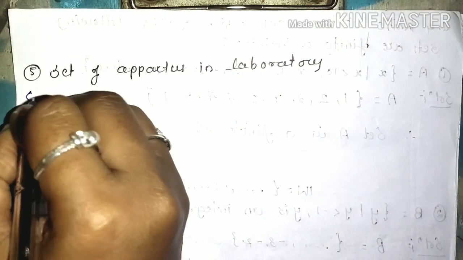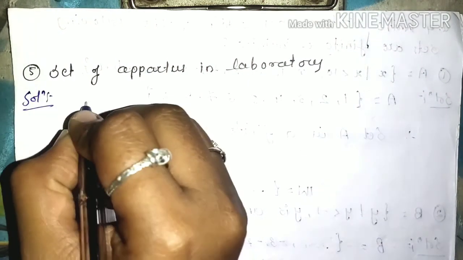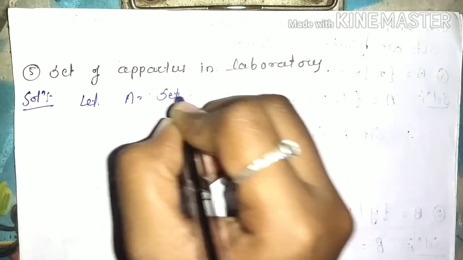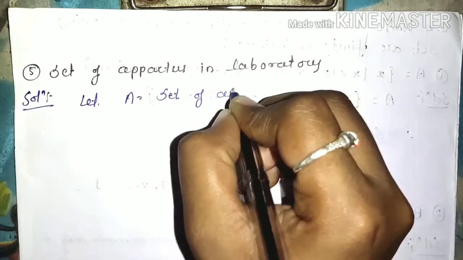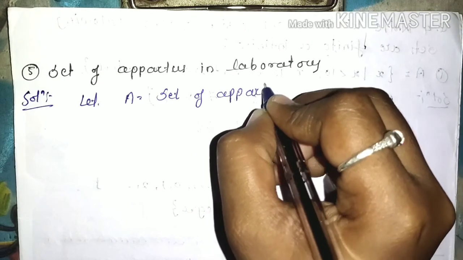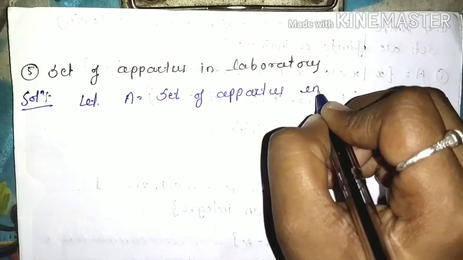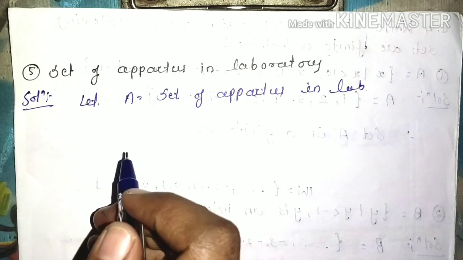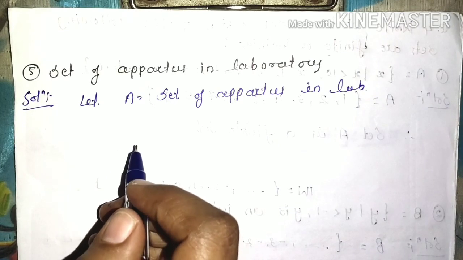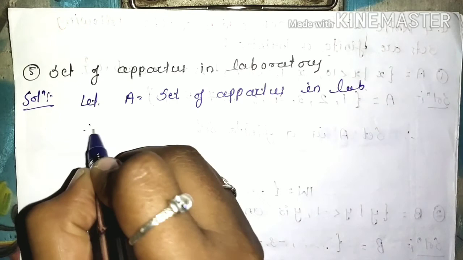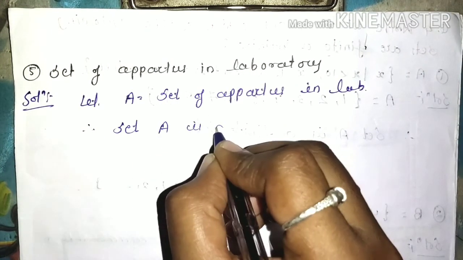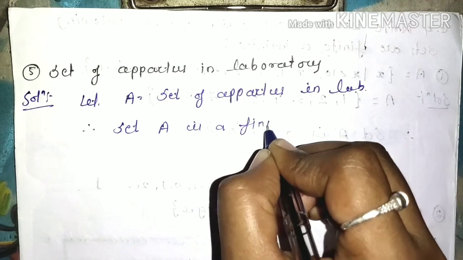Fifth question, we have set of apparatus in a laboratory. So first of all, let us denote that set. Let set A equal set of apparatus in a laboratory. So obviously here also we can count the apparatus in a laboratory. Okay, so hence set A is a finite set.